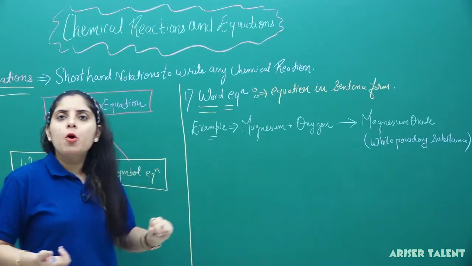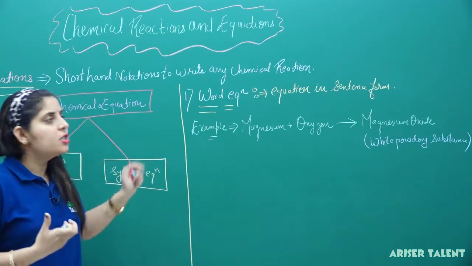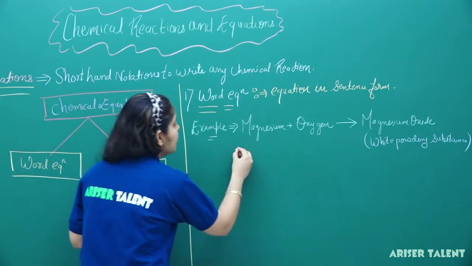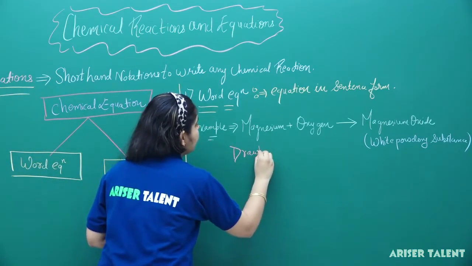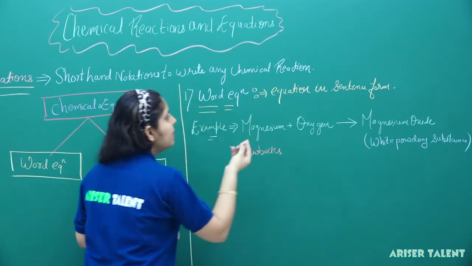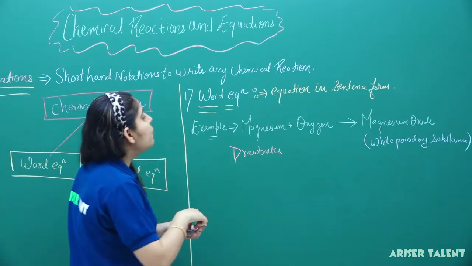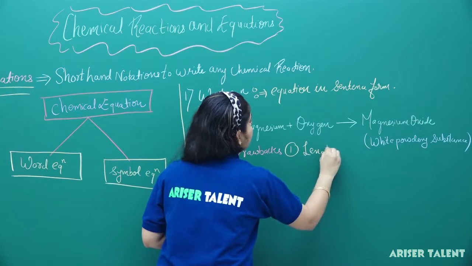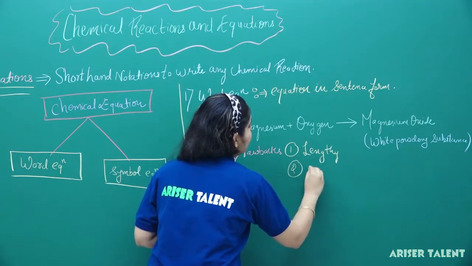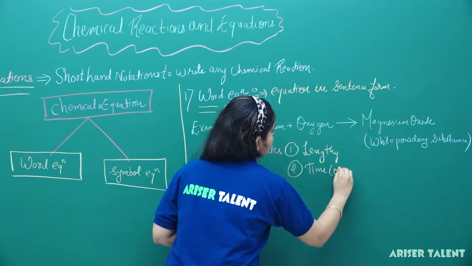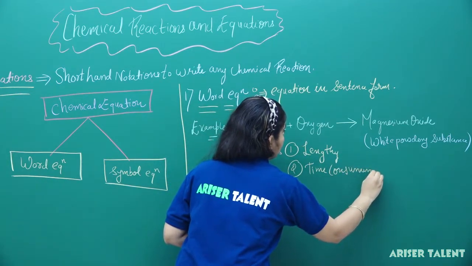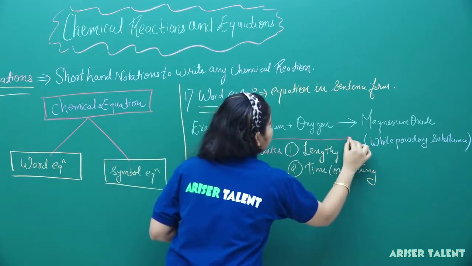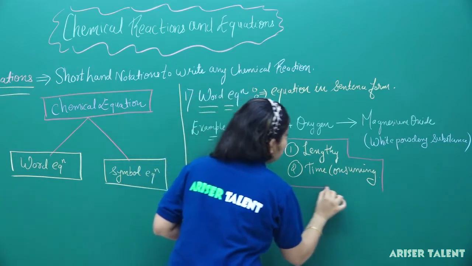So what will be the drawbacks of writing the sentence equation? First, it is quite lengthy and it is time consuming. We cannot always write the equation in sentence form. So we have two drawbacks here. First, it is lengthy, and second, it is time consuming. These are the two drawbacks of writing the equation in sentence form.